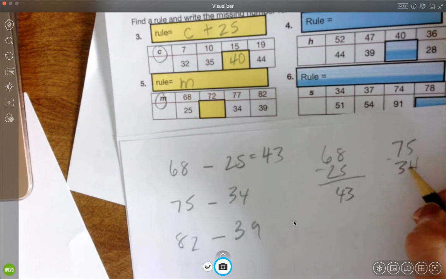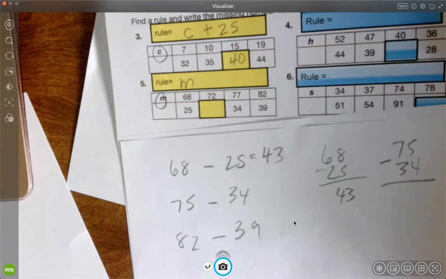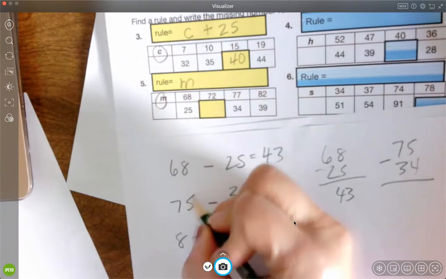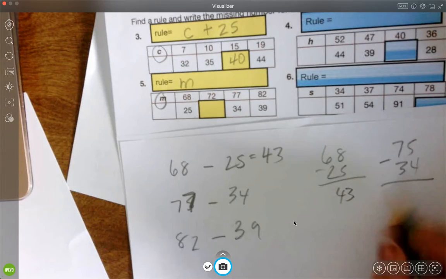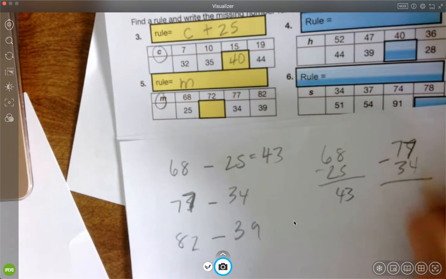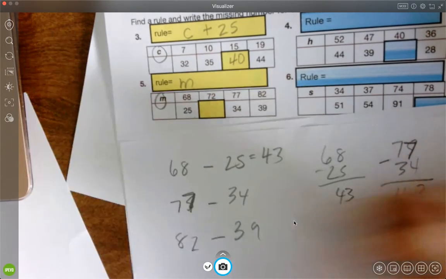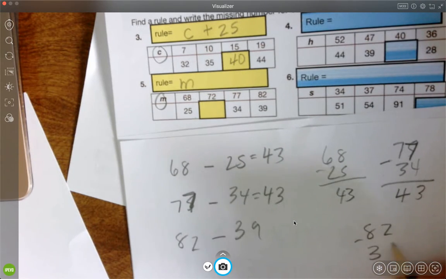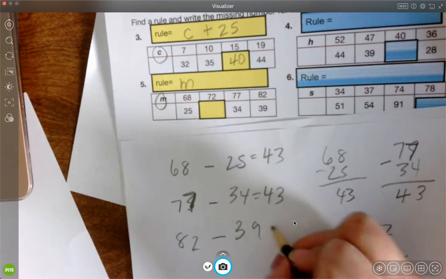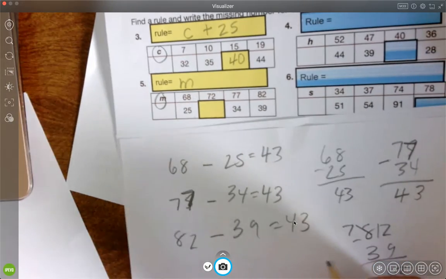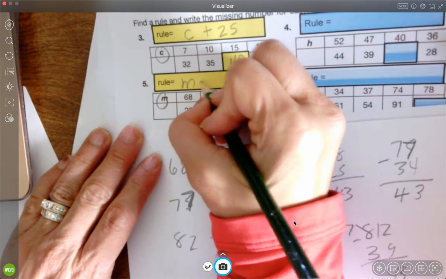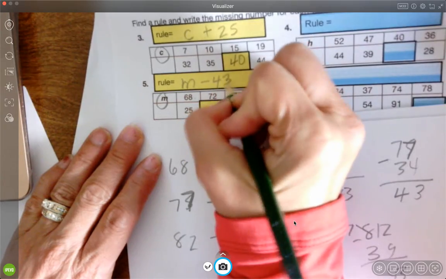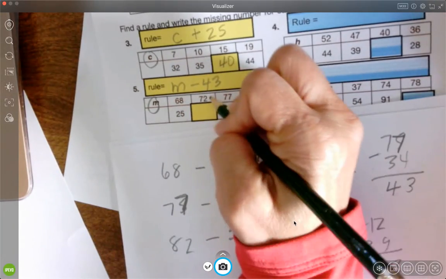What about 75 take away 34? Did I do that right? Oh, I wrote it wrong. It's 77 minus 34. That's why I was like, that's not working right. And it is, guess what? 43. And then we have 82 take away 39. And again, I get 43. So I know everyone is going down by 43, so I'm going to put that in my chart, M minus 43.